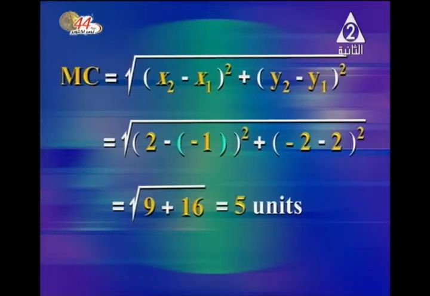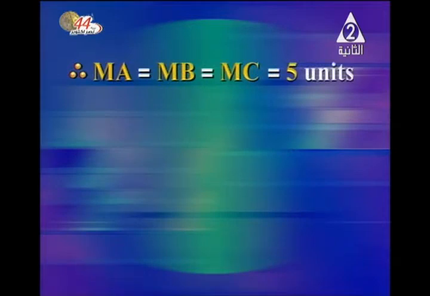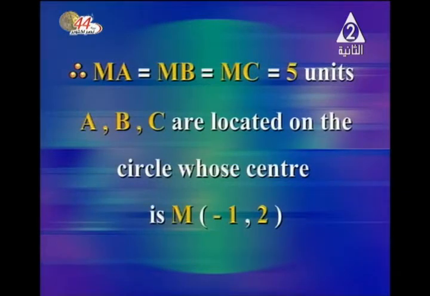Here you are going to notice that MA equals MB equals MC equals 5 units. Now the 3 line segments are equal in length. This means, and they have a fixed point M, that A, B, and C are located on the circle whose center is M, which is (-1, 2).